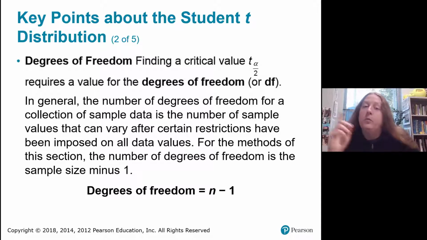So it lets all but one of our sample values vary and be whatever they want. And then we'll use that one that cannot vary to make our sample mean be what it needs to be. So you can remember why it is, or you can remember that our degrees of freedom, when we're trying to estimate the population mean with our sample mean, is going to be n minus 1.